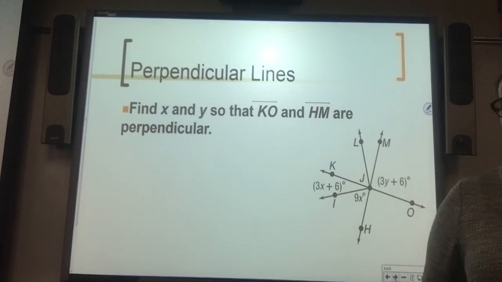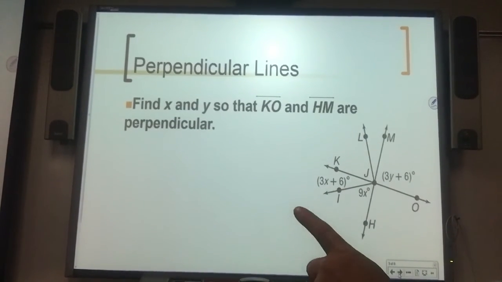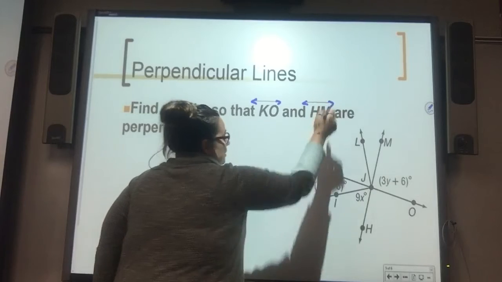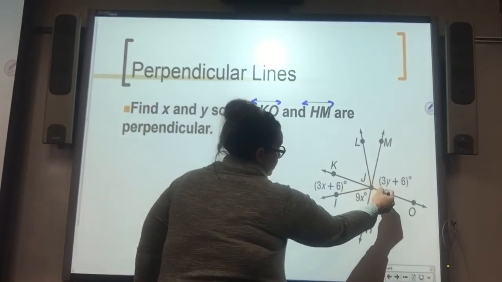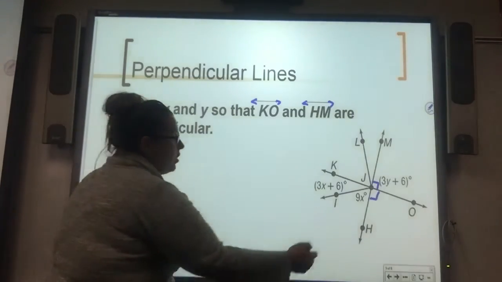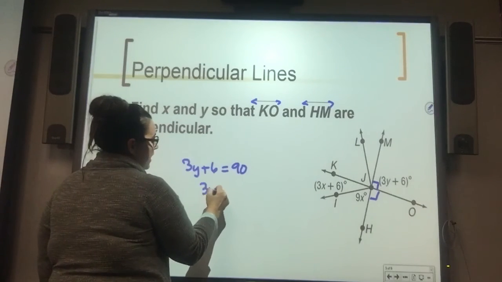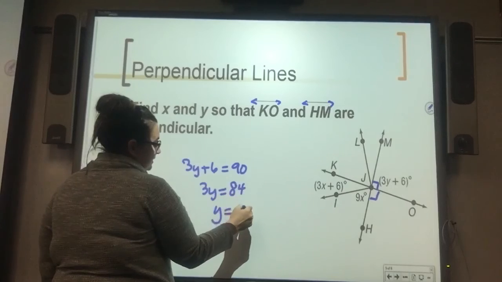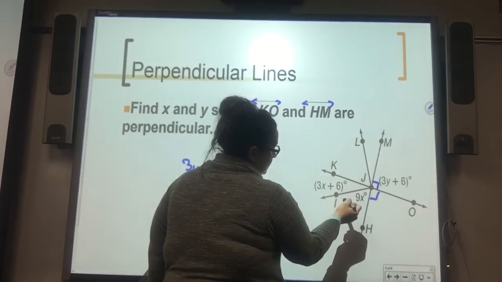Perpendicular lines, again, you can't use looks like. We have to just go with what it says. Here it tells us that line segment KO, it's hard to see the arrows on here, and HM are perpendicular. So this is a right angle, this is a right angle, okay? So we need to find x and y. So we know with this angle that 3y plus 6 is 90. So 3y is 84. So y is equal to 28.